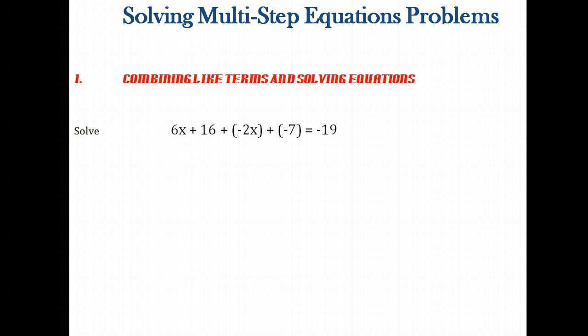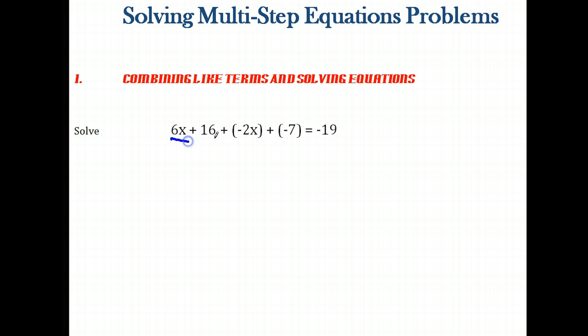Hey guys, it's Mr. Wigand. Today we're going to look at solving multi-step equation problems. The first kind of problem we're going to look at is a problem where we need to combine like terms and then solve. So just like when we did combining like terms before, we're looking for identical variable parts in our terms. That's how we know if they're like terms.